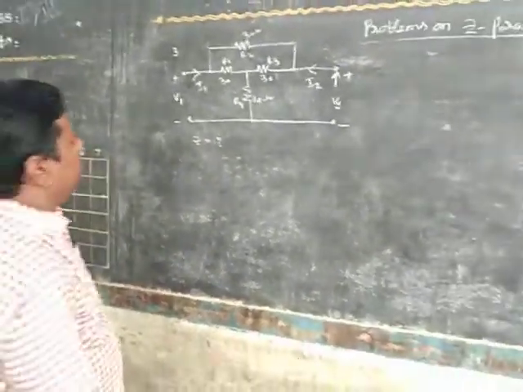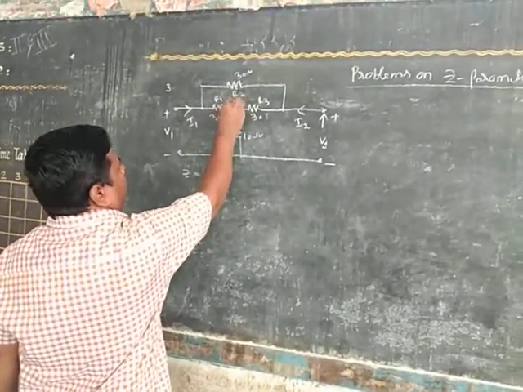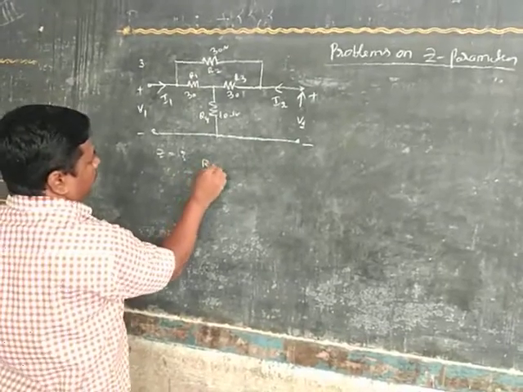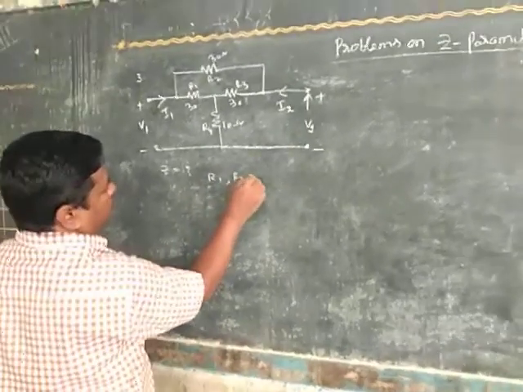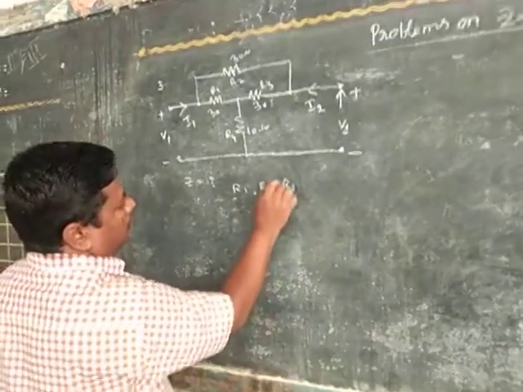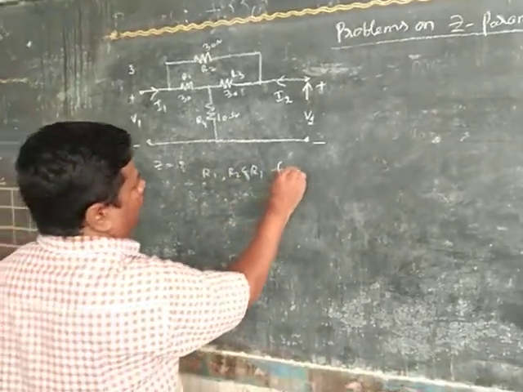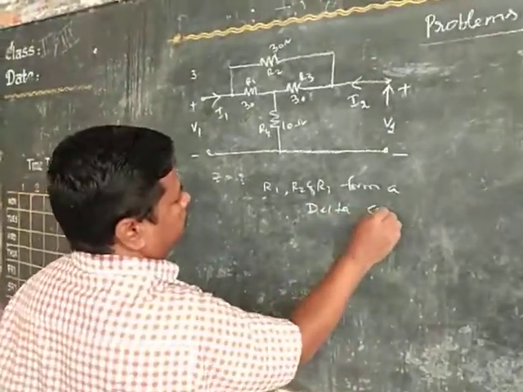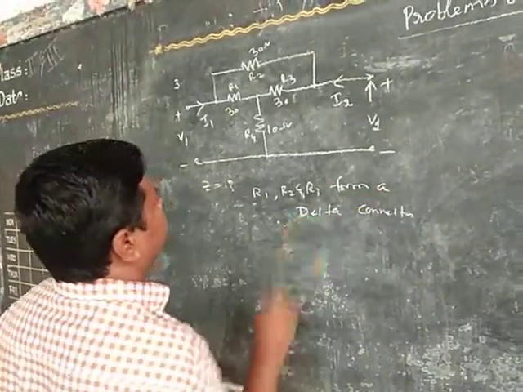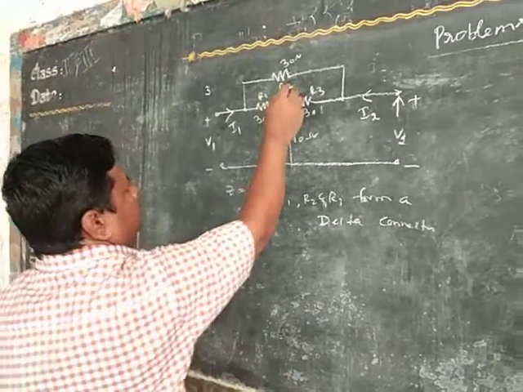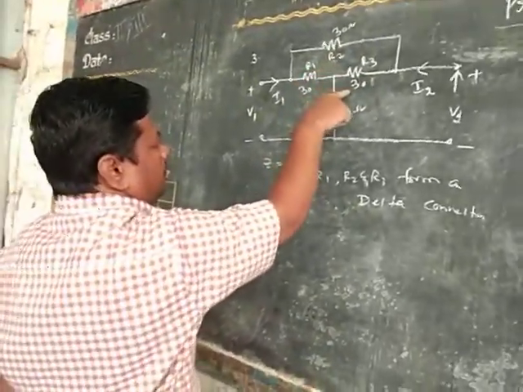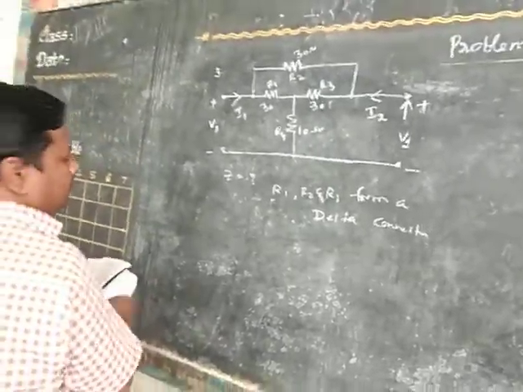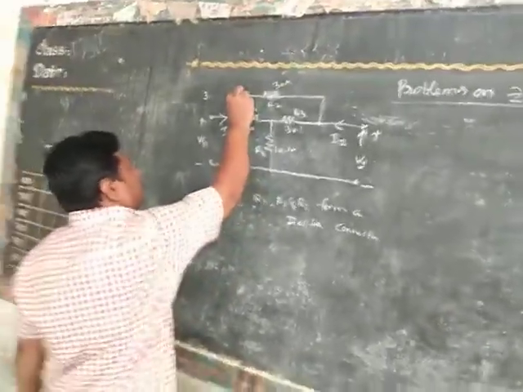Here again observe this network. R1, R2 and R3 form a delta connection. First of all, convert this delta into star, then rearrange the circuit. How to convert delta into star?